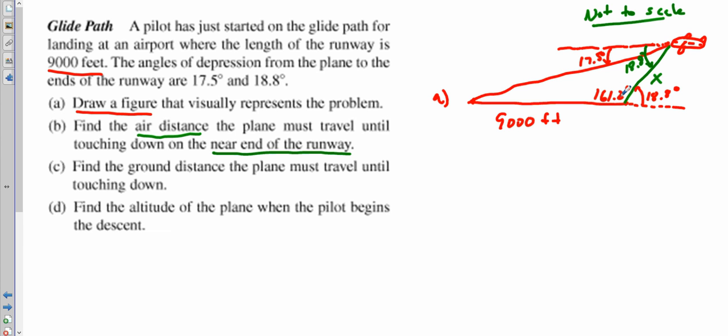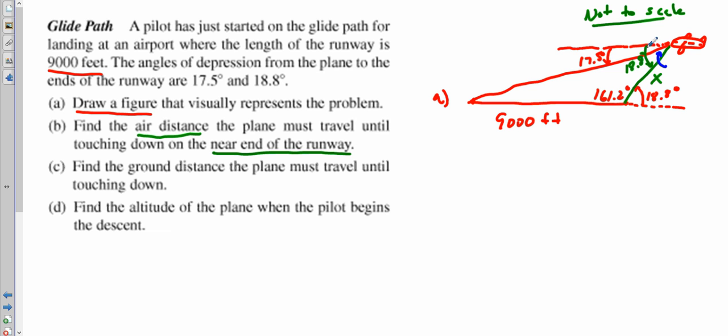Now, from this, we can also find some other values as well. I just like to find all these different angles. If we want to find this angle right here, we know this is 161.2 degrees. Well, this whole angle is 18.8. We know that this angle right there is 17.5. So what does this angle right there have to equal?